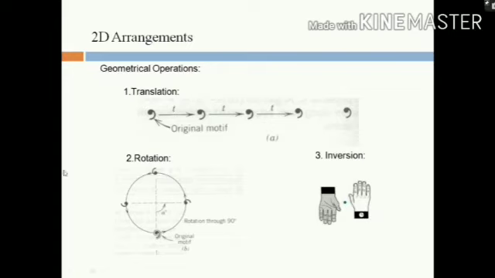So when we apply inversion to a motif, the motif gets inverted across a point, and this point is called an inversion center. So here the hand is used as a motif and the hand gets inverted across this point.